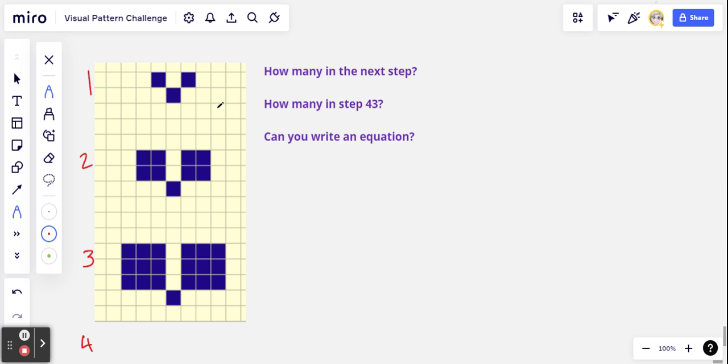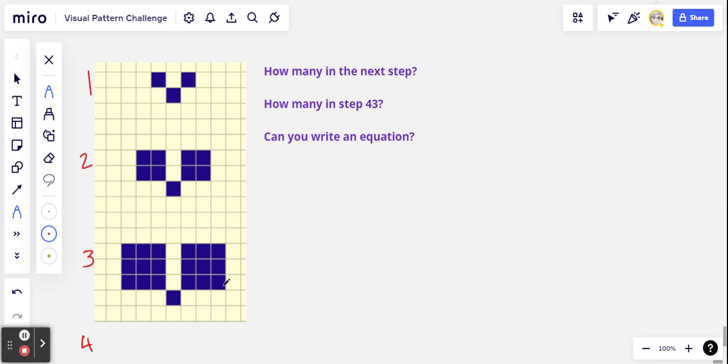Okay, this is kind of an interesting looking pattern. I'm going to call this a mouse head. There's the head and there's the big ears of the mouse right there. And that's 3 squares that make up that mouse. And then it looks like in step 2, the ears are growing. And in step 3, the ears are growing too.